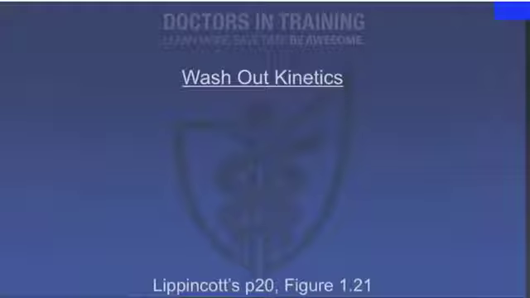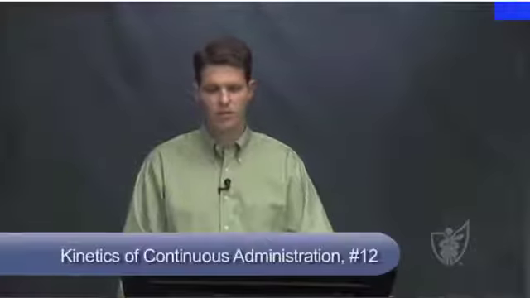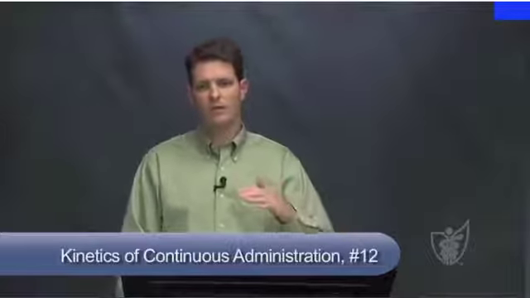Next, we're going to talk about washout kinetics. So when you stop infusing the drug, you've achieved steady state and then you turn off the infusion, you have the same first order exponential decline in drug levels that's determined by half-life. It's just like the ramp up phase, only it's inverted.